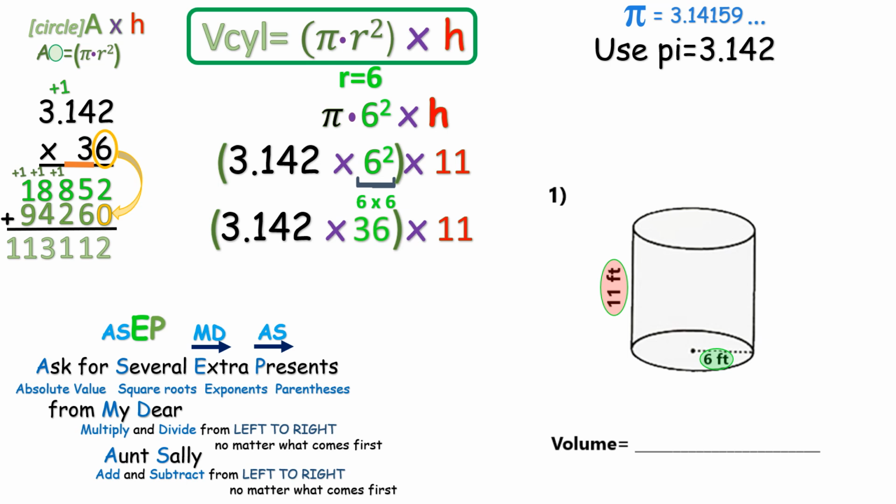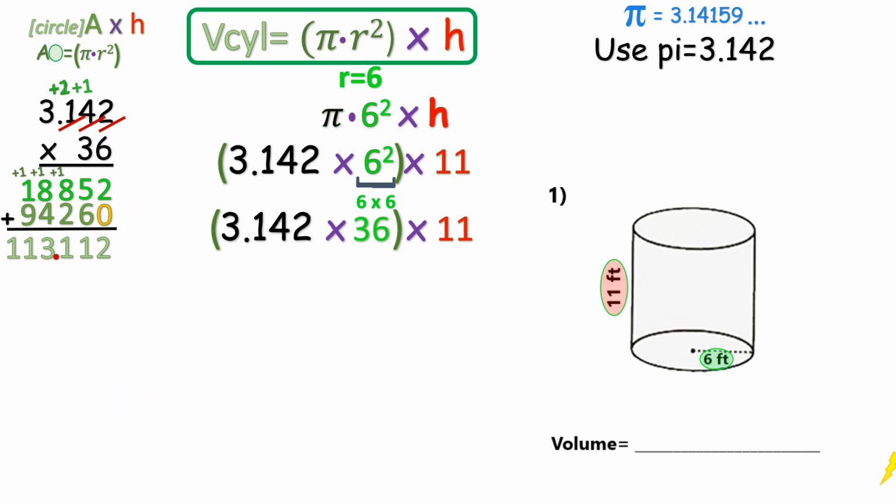Now, since I multiplied, I remind myself that I have decimal positions. So I count my decimal positions, and there are 3 of them. So I'm going to move my decimal point from right to left a total of 3 times. I put my decimal, and then that's the number that I'm going to use in my math problem. So in my math problem, I have 113.112, or 113 and 112 thousandths.